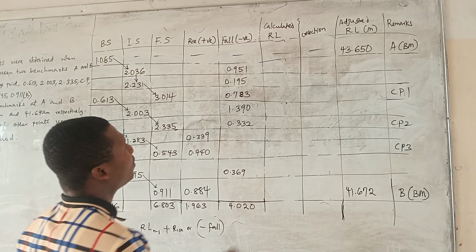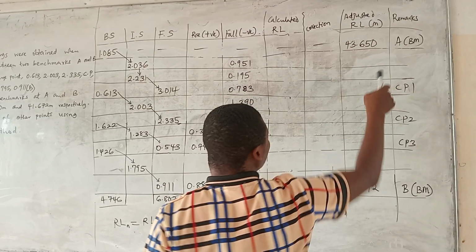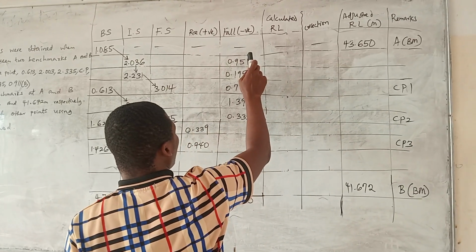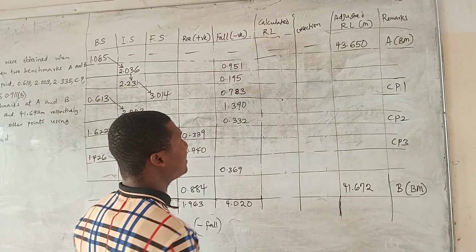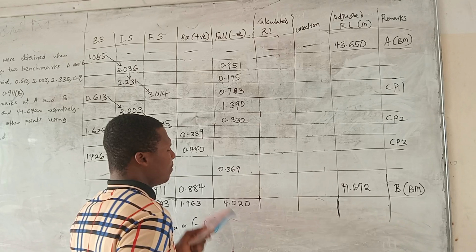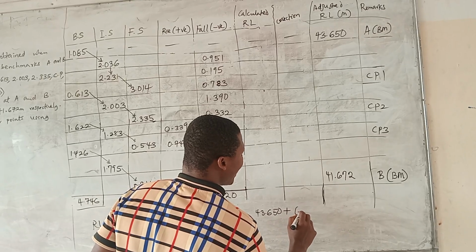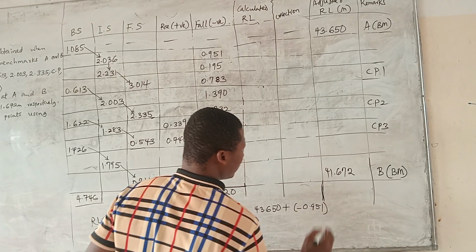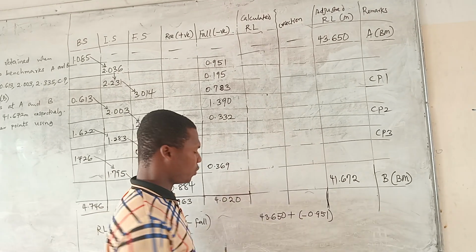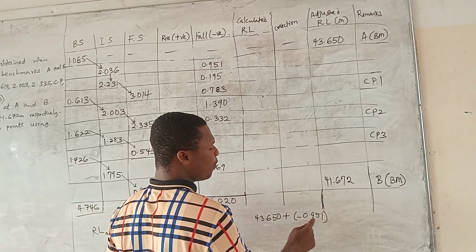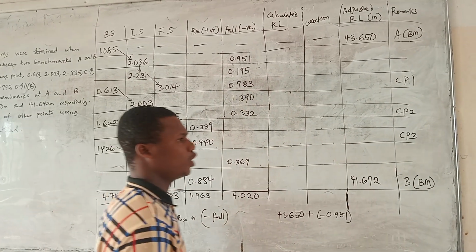Alright, so if you want to get the calculated reduced level here now, it will just be this adjusted reduced level, that is the reduced level of this benchmark, plus this one. Now, don't forget that this one is negative. Since it's negative, that minus is just like saying 43.650 plus minus 0.951. Because plus times minus will be minus, it will now be 43.65 minus 0.951. So if it is any value under fall, just subtract it. But if it's under rise, you add it.